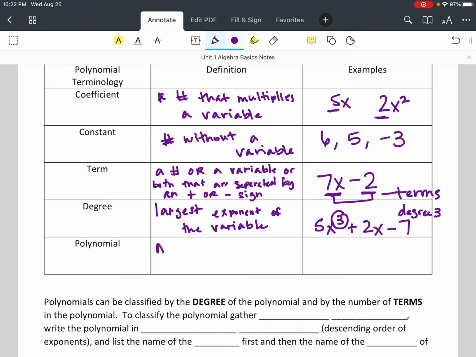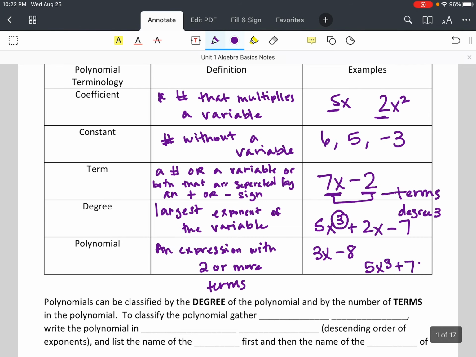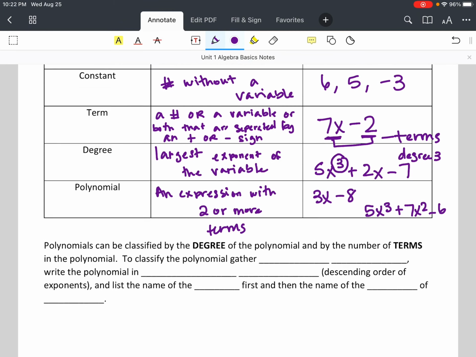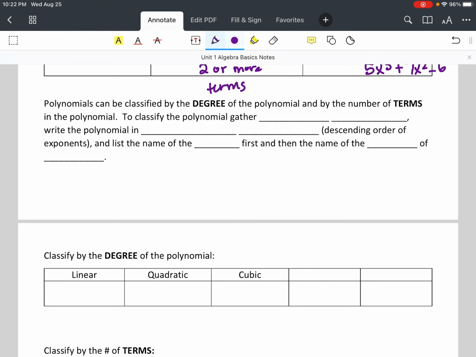A polynomial is an expression with 2 or more terms. So 3x minus 8 would be a polynomial, and 5x cubed plus 7x squared minus 6 would also be a polynomial. Polynomials can be classified by the degree of the polynomial and by the number of terms in the polynomial.